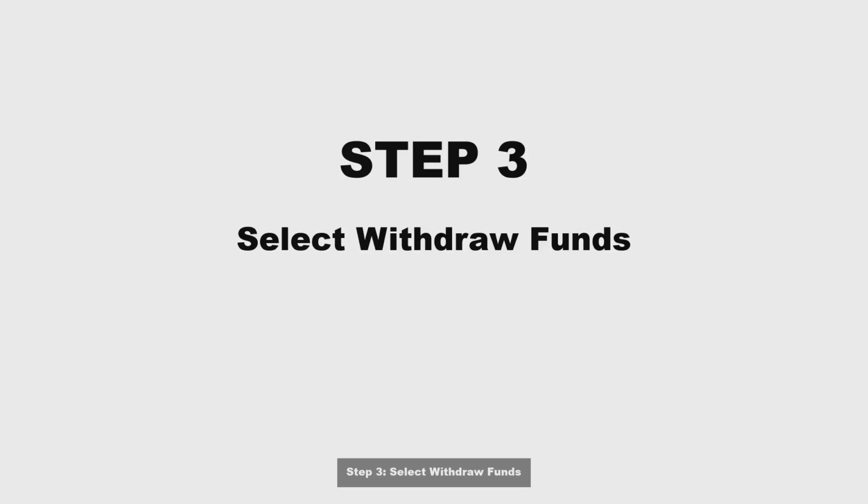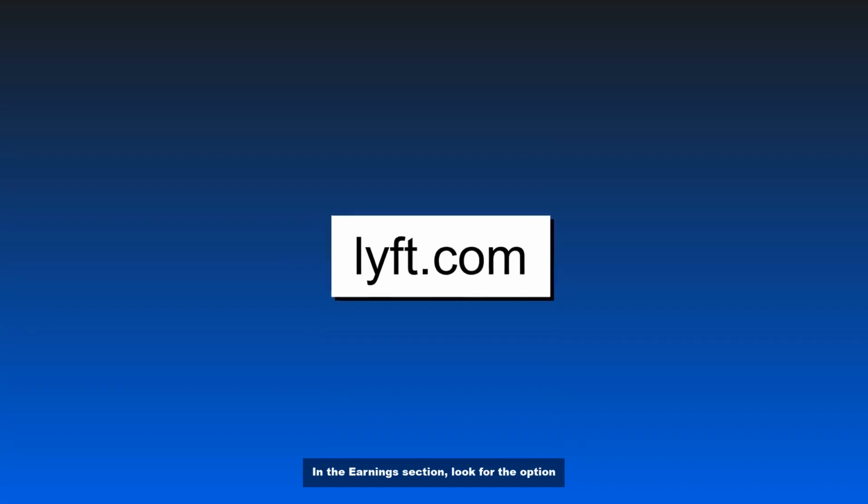Step 3. Select Withdraw Funds. In the Earnings section, look for the option to withdraw or cash out. Tap on this option to initiate the withdrawal process.